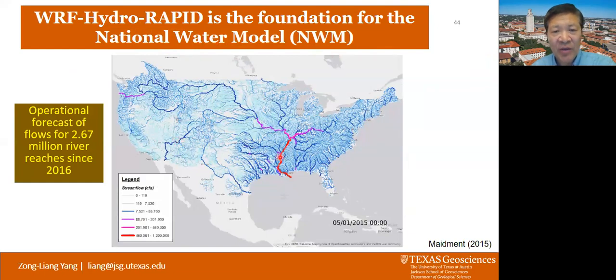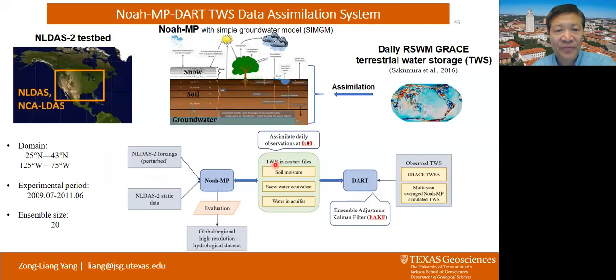And this national water model has been operational since 2016 to forecast river flows for almost 3 million rivers across the US every hour since 2016. This work was made possible because of Prasanth's work in close collaboration with, and under the supervision of, Dr. Middleman and myself. So next, I'm trying to show an example of NoahMP linked with DART.